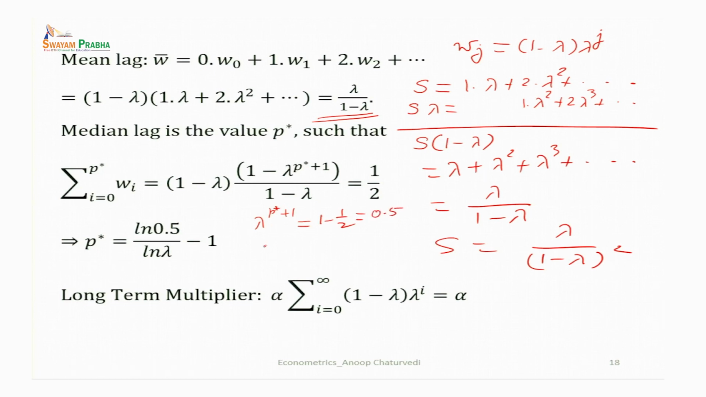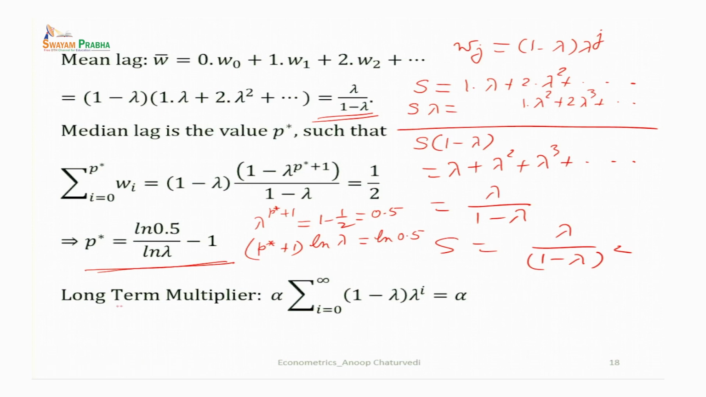Now, you take log of this. So, (p star plus 1) log of lambda is equal to log of 0.5, and from here you obtain p star equal to log 0.5 upon log lambda minus 1. So, this is the median lag.